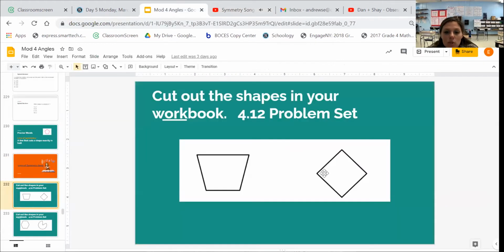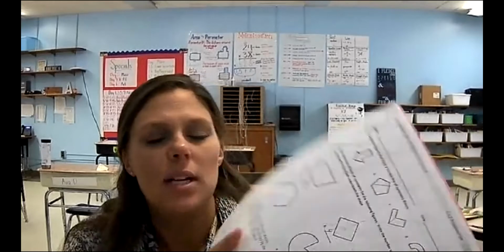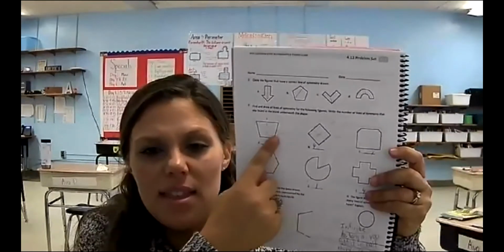All right, here we go. So in your workbook for today, you're opened up to 4.12, and I'll show you mine, 4.12 problem set. We're gonna cut these shapes out. I drew mine, but you could just literally cut out those shapes. So you should have 6 of them total that you're gonna cut out. So pause your video and cut those for me, and then come back and we're going to try to find some lines of symmetry using them, okay? So cut those out and then come back to me.